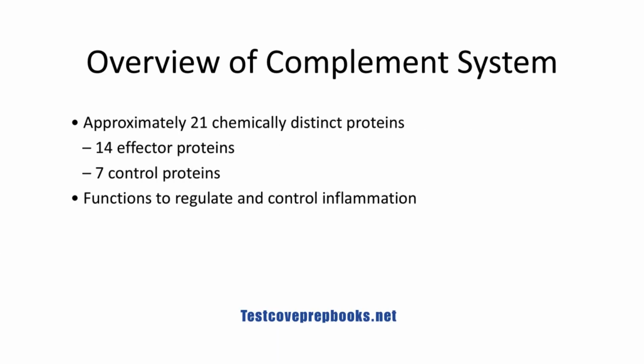Let's go over the complement system. The complement system is made up of about 21 chemically distinct proteins. Of these, 14 act as effector proteins, while 7 function as control proteins. Together, these proteins play a key role in regulating and controlling inflammation.